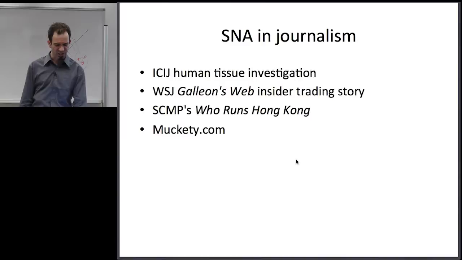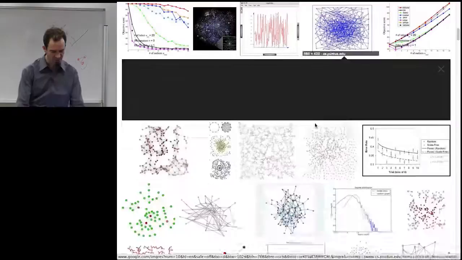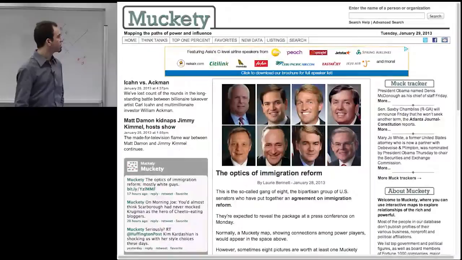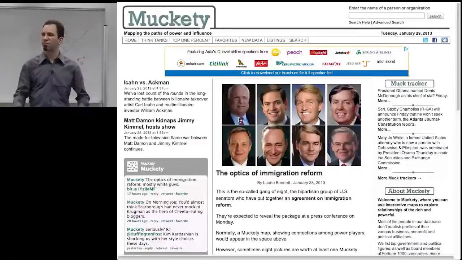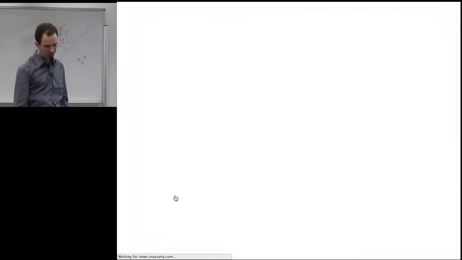So let's see, do we have time here? We don't really have time. I'm going to show you Muckety instead, which is sort of a not offline version of the same thing. Here's what it looks like. What they do is they collect link information. All types of relationships between people: served on the board with, went to school with, was a campaign contributor. They just suck in information. And then they can do stories like this one.